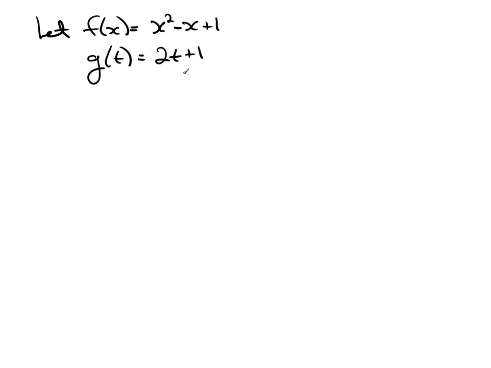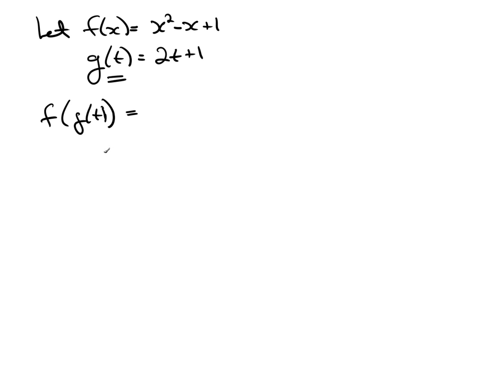So let's go ahead and do a couple of real quick examples here. Let f of x equal x squared minus x plus 1. And g of x, well, let's do g of t, because it really doesn't matter, is 2t plus 1. Now what I'm going to have is f composed of g of t. So f of g of t is going to be equal to, now remember, everywhere there was an x, I need to put g of t in.